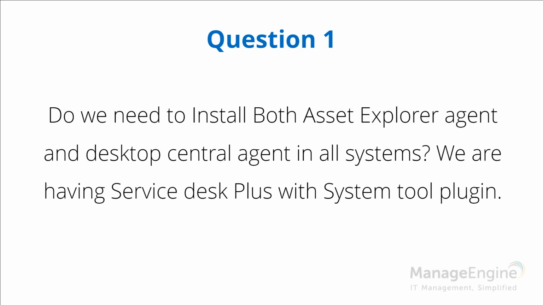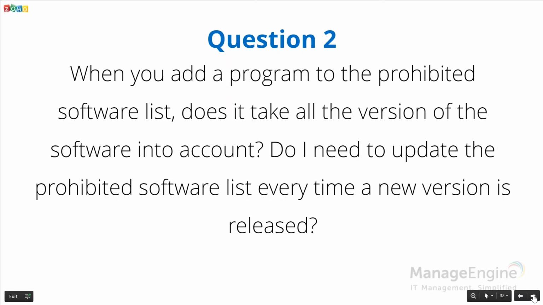When you add a program to the prohibited software list, does it take all the versions of the software into account? Do I need to update the prohibited software list every time a new version is released? Certainly, because you may not require Adobe Reader 16, but you may require Adobe Reader 17. So we cannot take all of Adobe into consideration and prohibit those applications. For that reason, it's recommended to add the applications based upon the version.